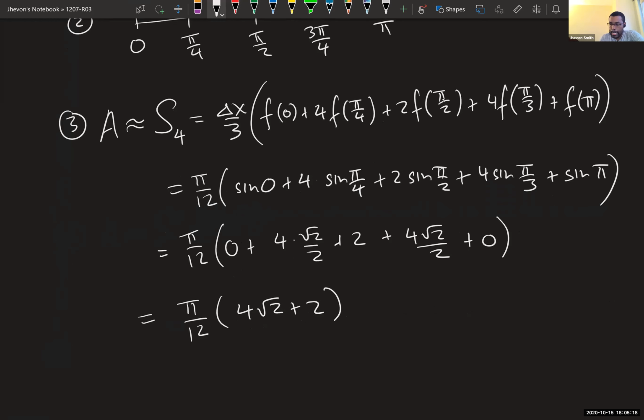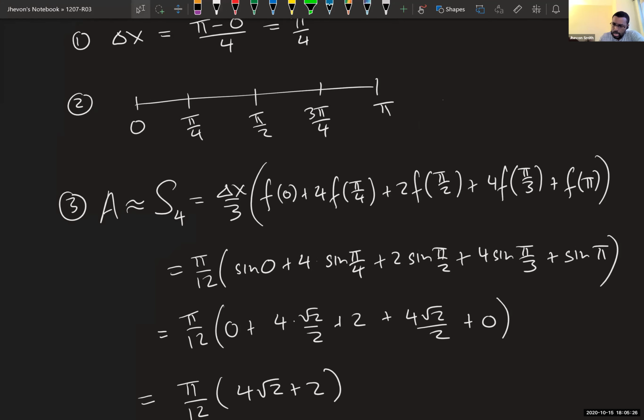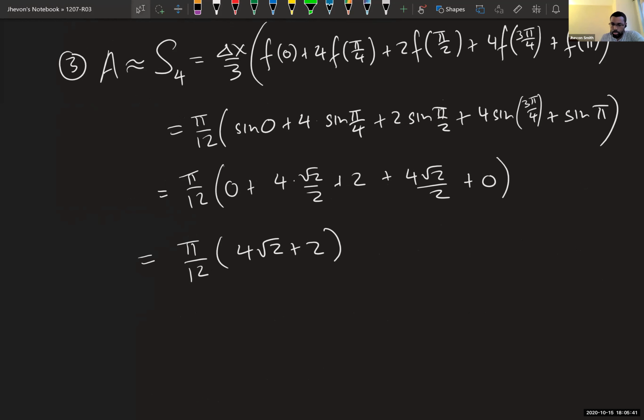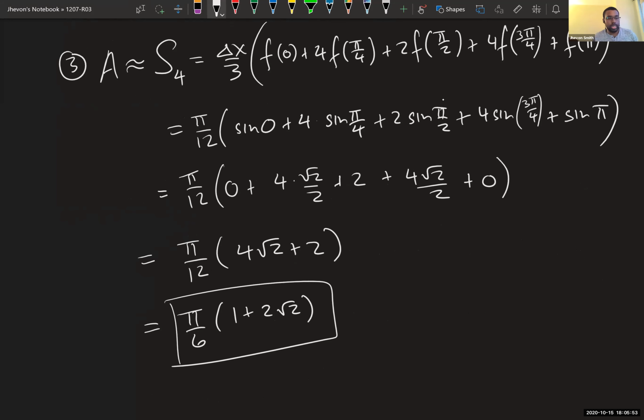Is the second one rad 3 over 2 and not rad 2 over 2? Because pi over 3, the sine is rad 3 over 2. It shouldn't be pi over 3. It should be 3 pi over 4. Okay. And we have that. So that looks something like pi over 6 times 1 plus 2 rad 2 would be that approximation. And that's it.